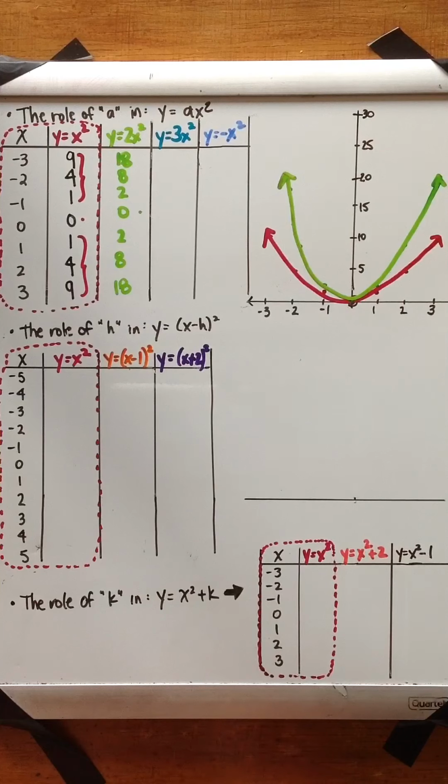of each other. So let's explore what would happen if, instead of doubling our base parabola, what if we triple it?